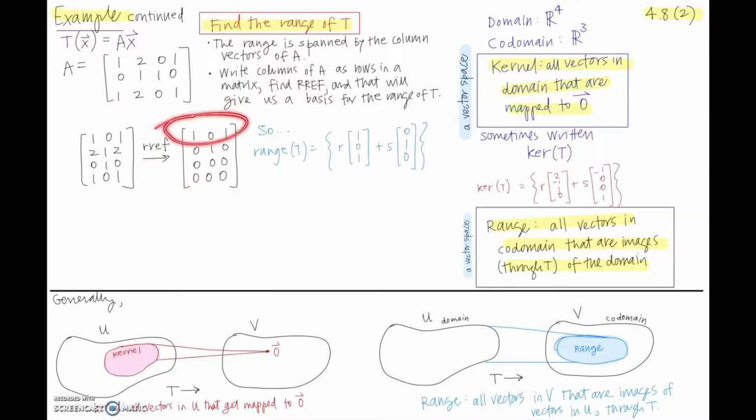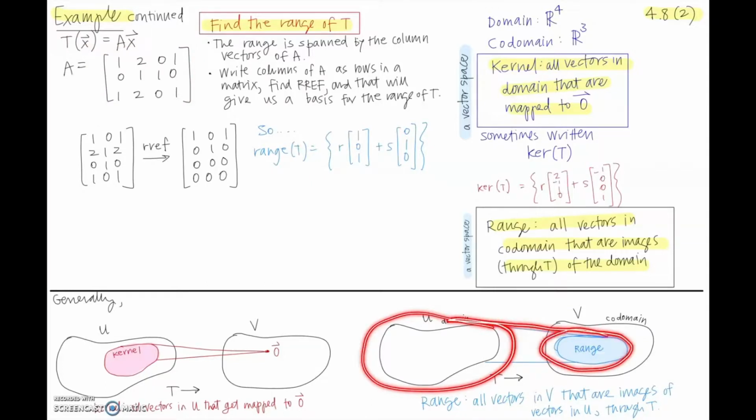So these are the only 2 necessary vectors. The range of T is any linear combination of (1, 0, 1) and (0, 1, 0). So this particular transformation is going to take all of R4 and map it to a smaller set in R3. And this set in R3, the range, all of the vectors have to look like they came from these 2 through a linear combination.